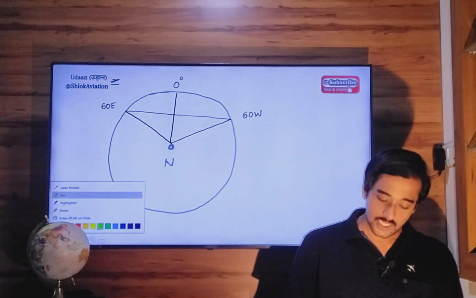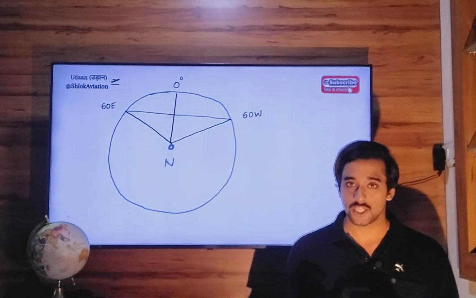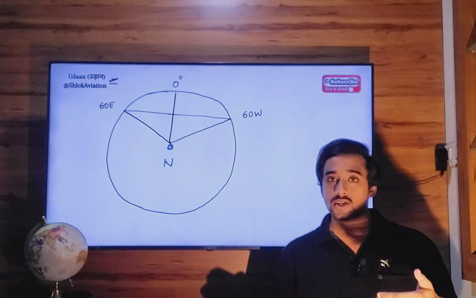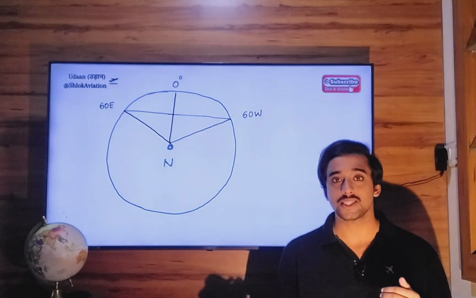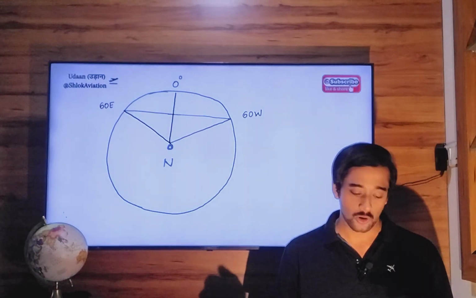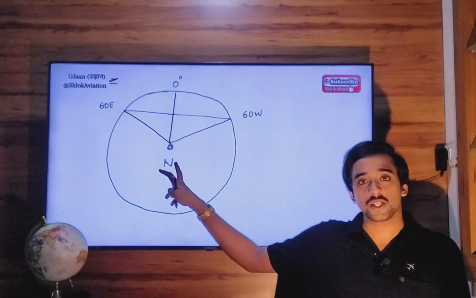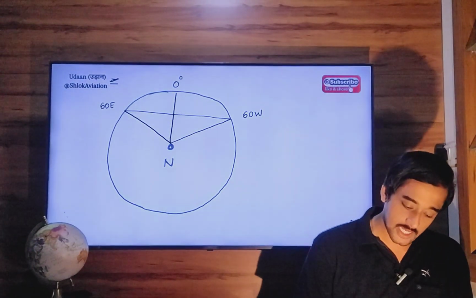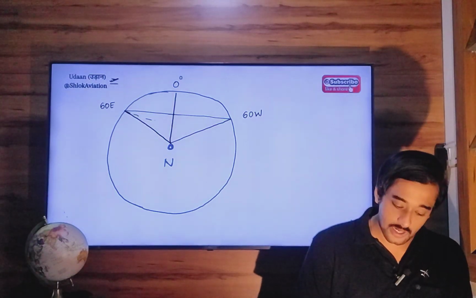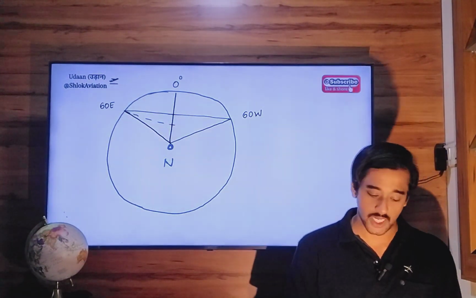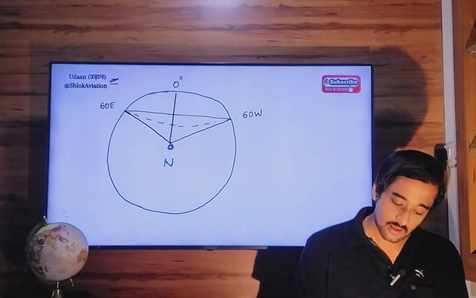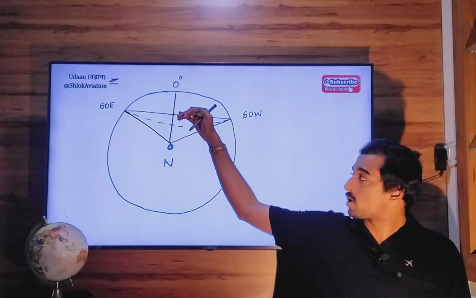Now, great circle tracks on polar stereographic projection bend towards the pole of projection. That means they are convex towards the pole of projection. Here the pole of projection is the north pole. So your great circle track will be somewhat like this. It will be approximately a straight line, but still bending towards the north pole.